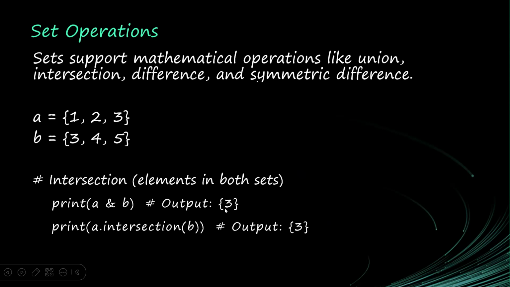So this will give you what they have in common. Union will give you a merge of the two sets and then remove the duplicates. Intersection will give you what they have in common.